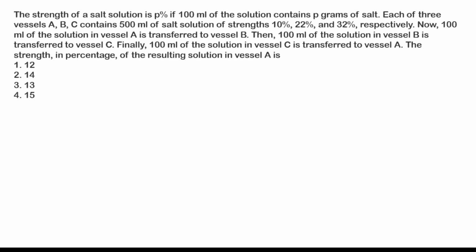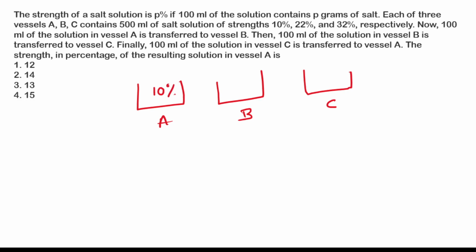So there are basically three pots you can assume. Three pots A, B, C. Now A, B, C are given and the strength of each solution is also given. So this is for A, it is 10%. This is 22%, and this is 32%.